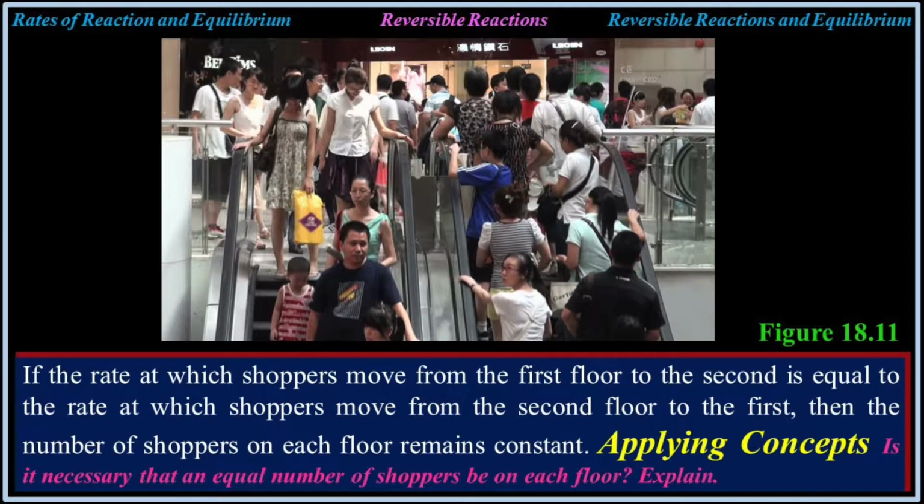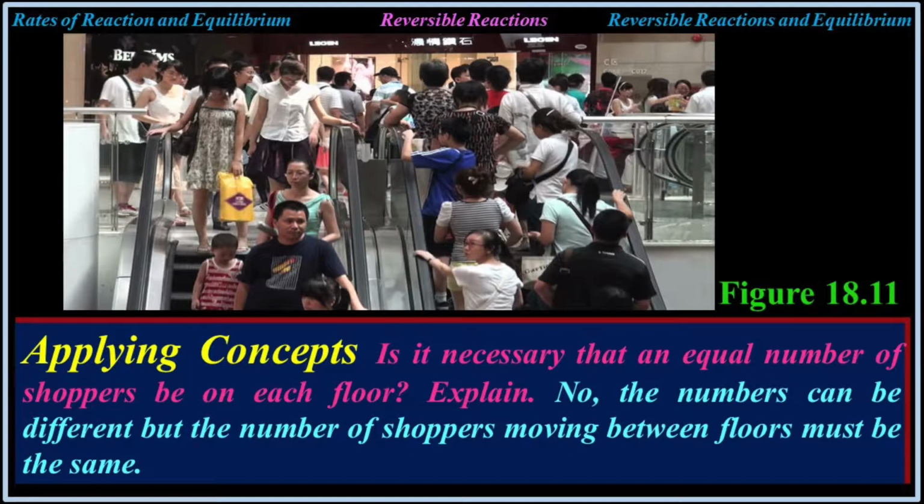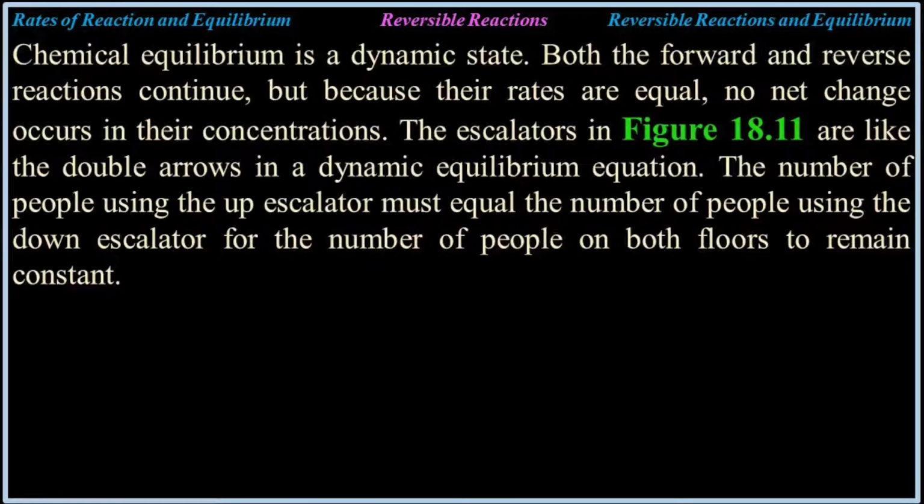If the rate at which shoppers move from the first floor to the second is equal to the rate at which shoppers move from the second floor to the first, then the number of shoppers on each floor remains constant. Applying concepts. Is it necessary that an equal number of shoppers be on each floor? Explain. No, the numbers can be different, but the number of shoppers moving between floors must be the same.